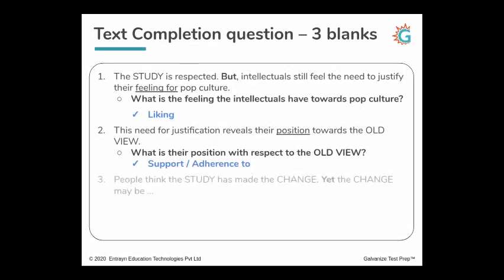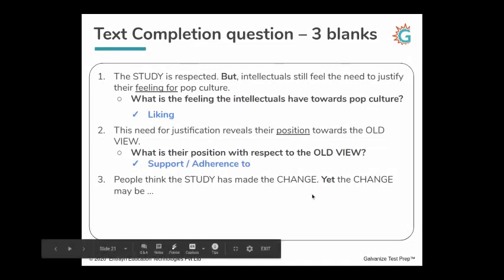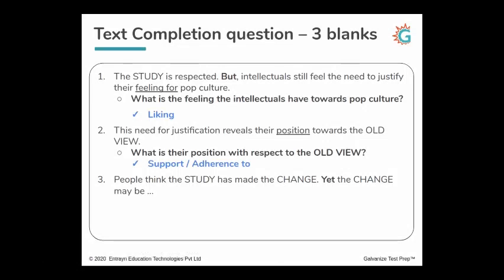Okay, now people think the study has made the change. This is the first sentence. The study is credited with having made the change, right? So people think the study has made a change, yet the change may be blank. Okay, now you understand why this option is solved last.